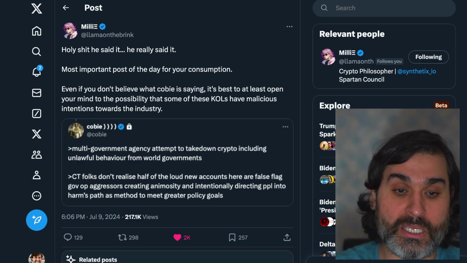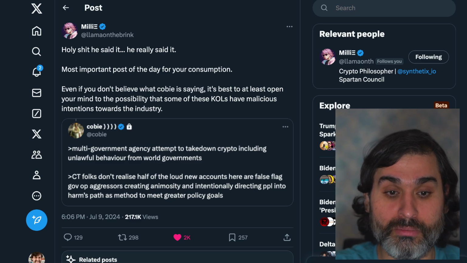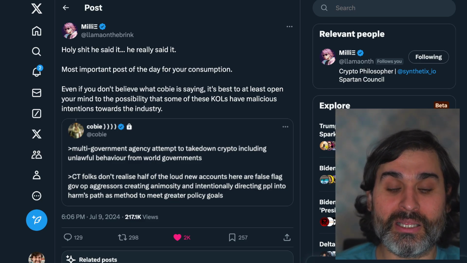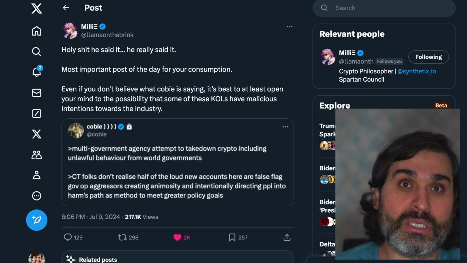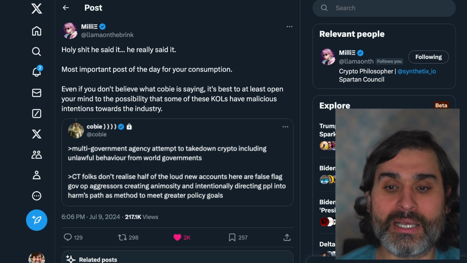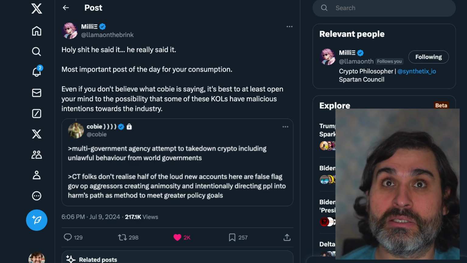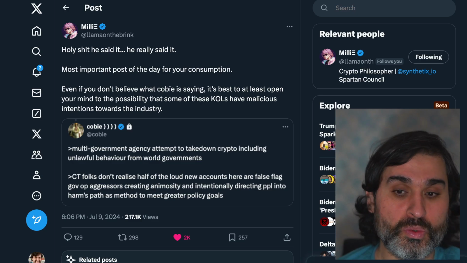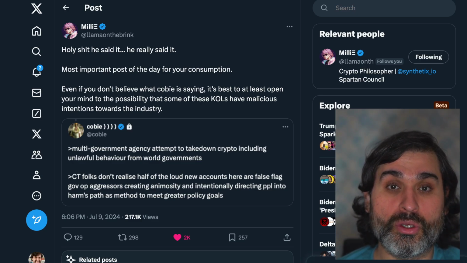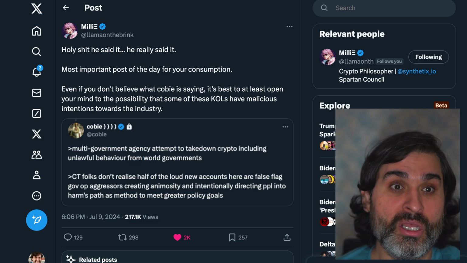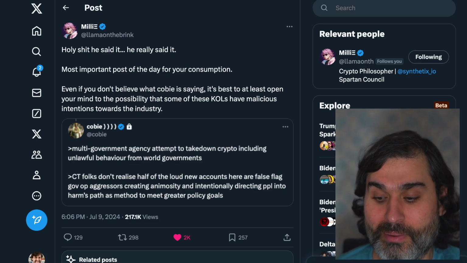So Milly quotes it and says, he said it, a most important post of the day for your consumption. Even if you don't believe what Kobe is saying, it's best to at least open your mind to the possibility that some of these key opinion leaders have malicious intentions towards the industry. Now, I read some more analysis of this idea, and the point is basically that it makes sense for governments, whether that's the US government or others, to control crypto. It's potentially a leviathan that's going to get out of their control very quickly, and they won't be able to put the genie back in the bottle.